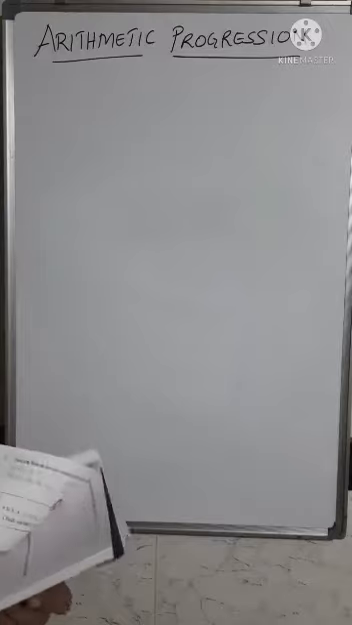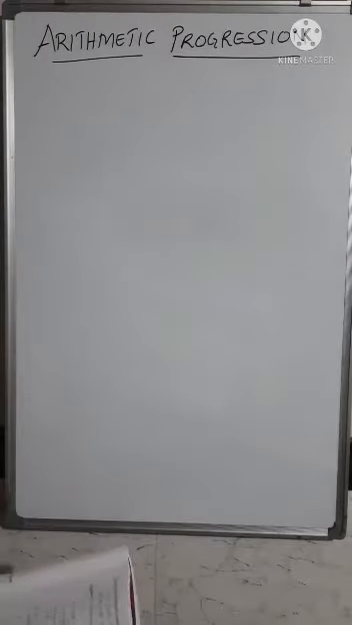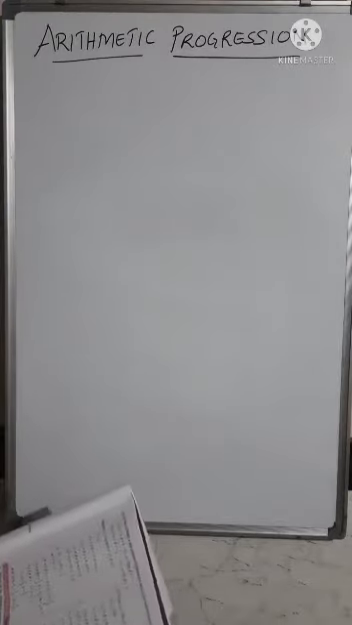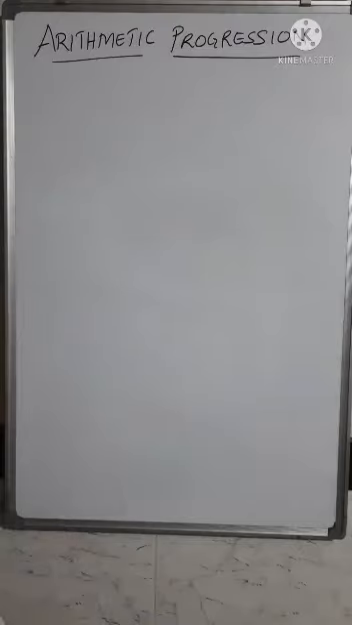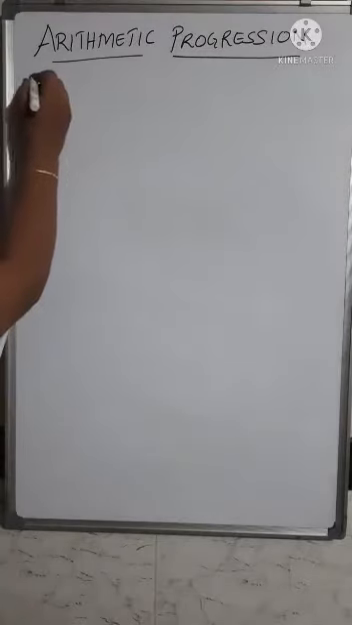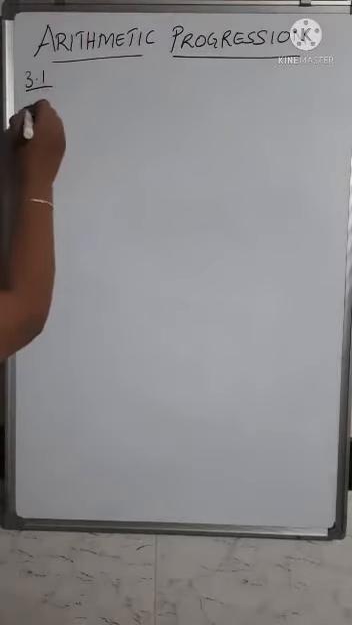Practice set 3.1. In 3.1, the first question is: which of the following sequences are AP, and if they are AP, you have to find the common difference. So we'll work out two more problems based on that. You have got the seventh problem, practice set 3.1, seventh problem.